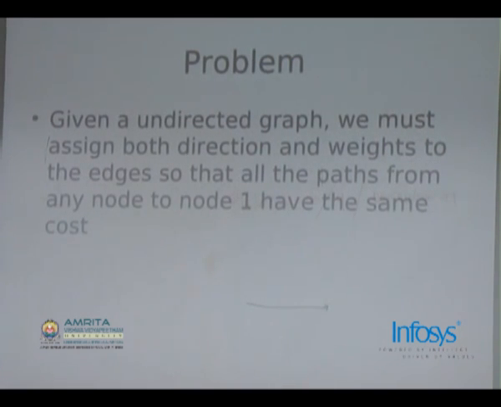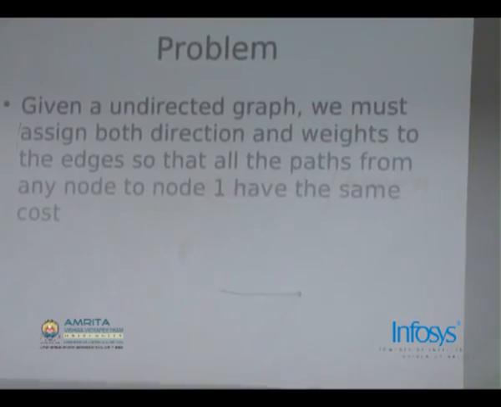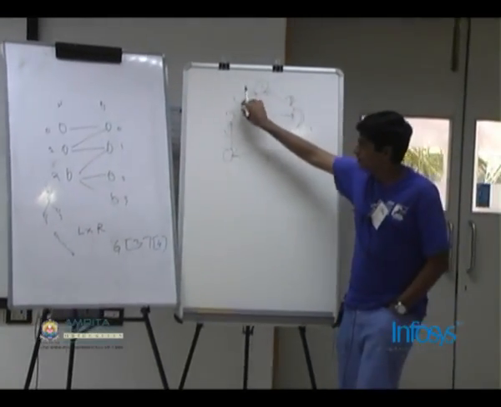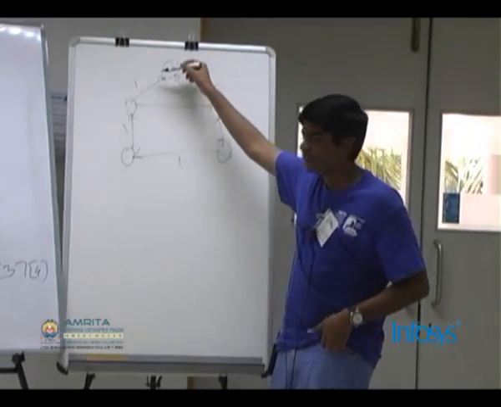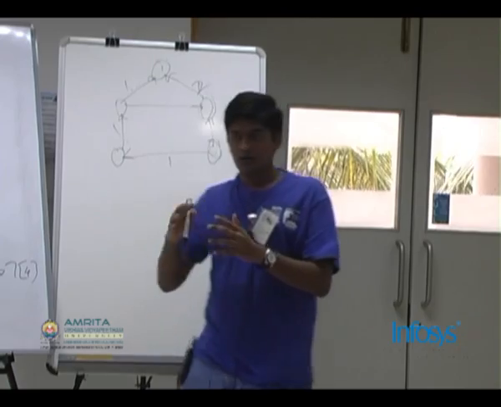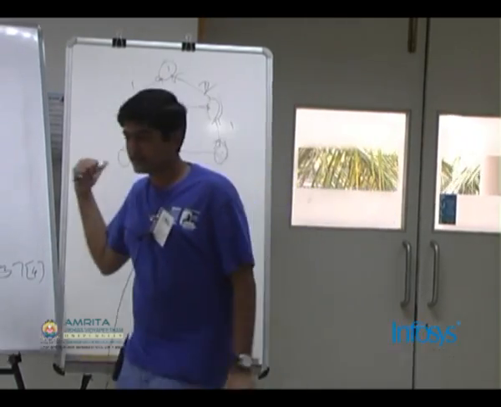Okay, so the solution is like this: take the graph in the undirected sense. You do a DFS from node 1 to all the nodes. Okay, I'll explain what DFS is and then explain the solution.